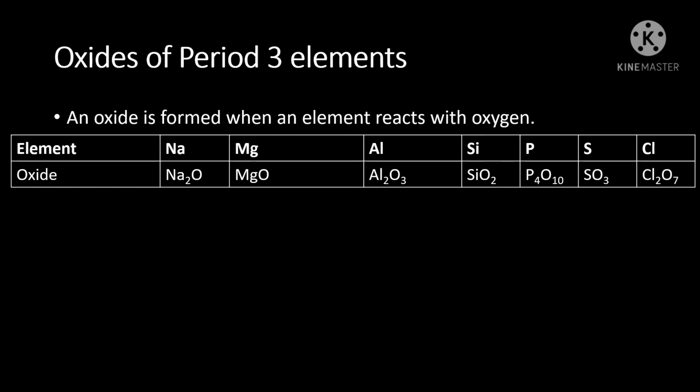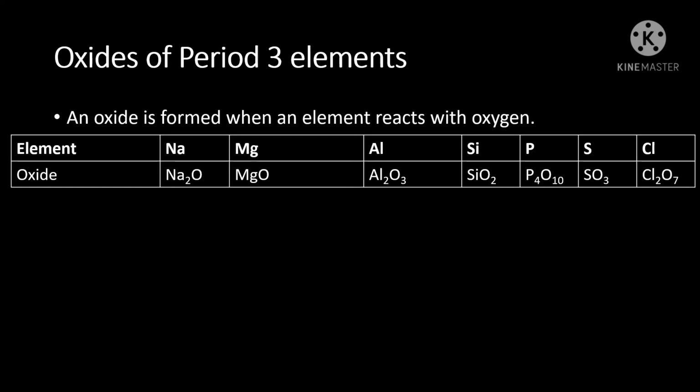And for phosphorus, when it reacts with oxygen, the oxide formed is P4O10. And for sulfur, the oxide formed is SO3. And for chlorine, the oxide formed is Cl2O7. Many will be wondering, how do we get the formula of an oxide?